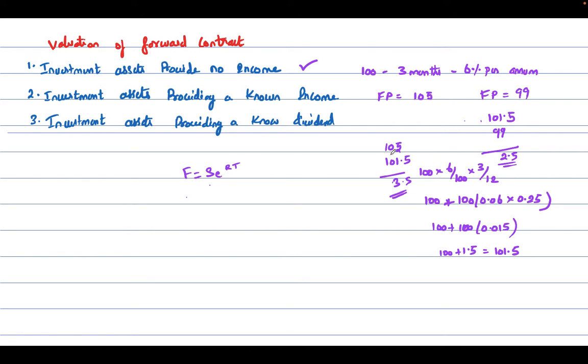If the forward price is more, we are going for a short position. If the forward price is less, we are going for a long position. Is it clear?